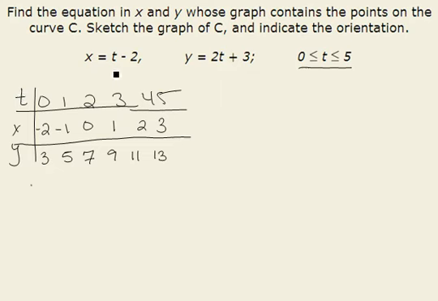So when t is equal to 0, I would plug in 0 for my x function and I get 0 minus 2, or negative 2. If I plug in 0 for my y function, I'll get 2 times 0 plus 3, or 3. I can continue this process, plugging in t equal to 0 to t equal to 5 to obtain values for x and y. As I look at the pattern in my table, I can see as t increases, x increases by 1 and y increases by 2.